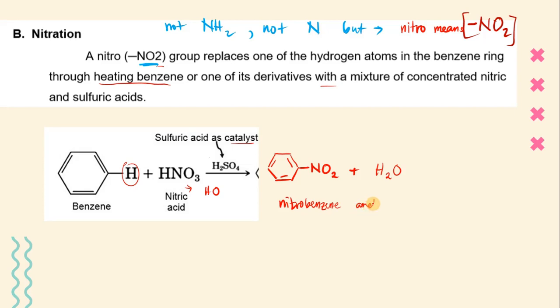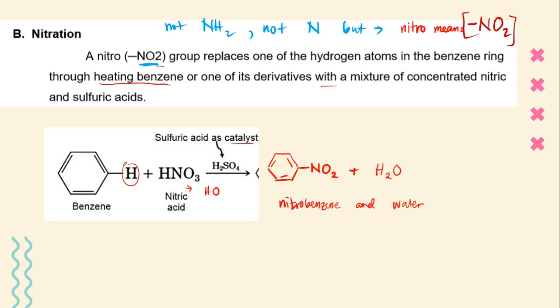And water. Yeah. So, that is nitration. So, conceptually, your hydrogen is replaced with a NO2, a nitro group. This is in the process of heating your benzene together with the catalyst sulfuric acid and nitric acid. It forms nitrobenzene and water.